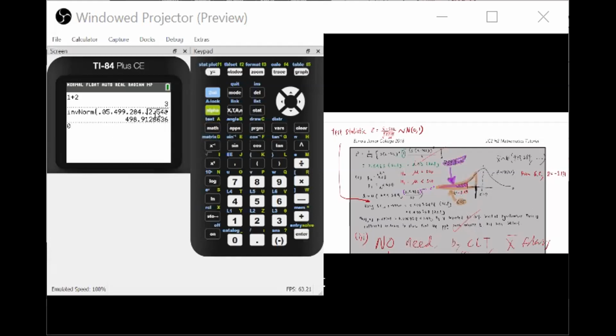Let me see if my GC is showing. Okay, good. So go back to the GC. You should press second, distribution, go to inverse norm, number 3. Then you key in the area 0.05 because here we are calculating the left tail area. And then the mu and the sigma don't need to change. Sorry, it should always stay as 0, 1.